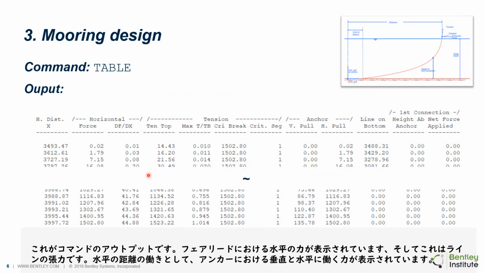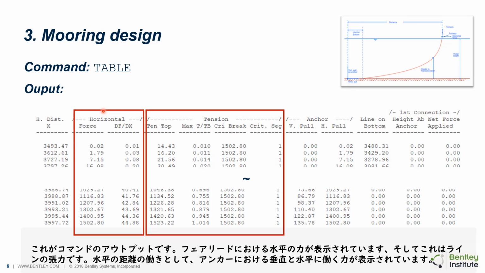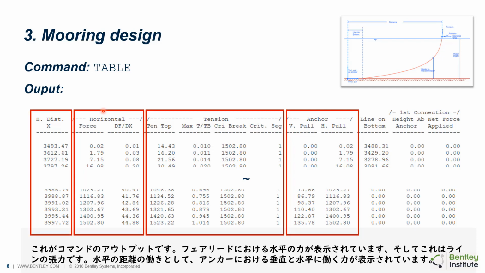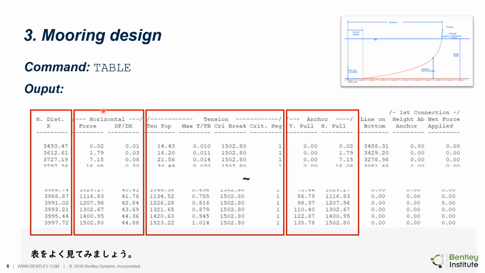Here's the output of the command. Horizontal forces at the fairlead are reported. Then, line tensions, the horizontal and vertical force at the anchor are reported as a function of horizontal distance. Let's take a look at the table closely.